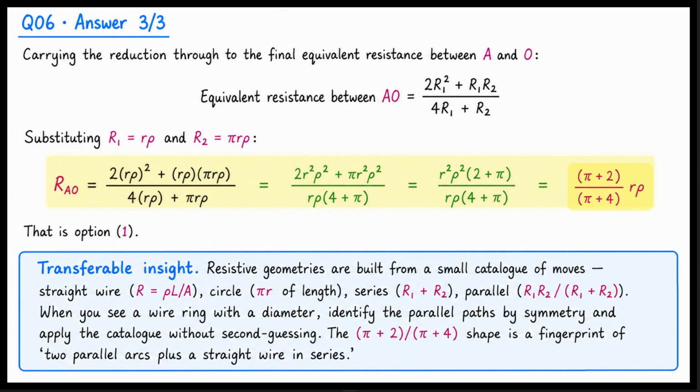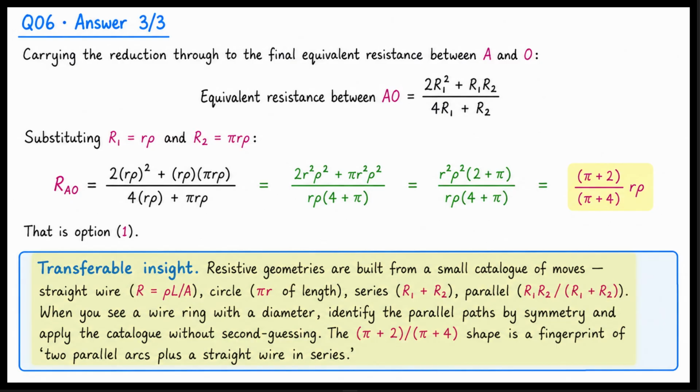The numerator is r²ρ² times (2+π). The denominator is rρ times (4+π). Dividing, the rρ cancels one power, leaving (π+2)/(π+4), all times rρ. That is option 1. The transferable insight is this.